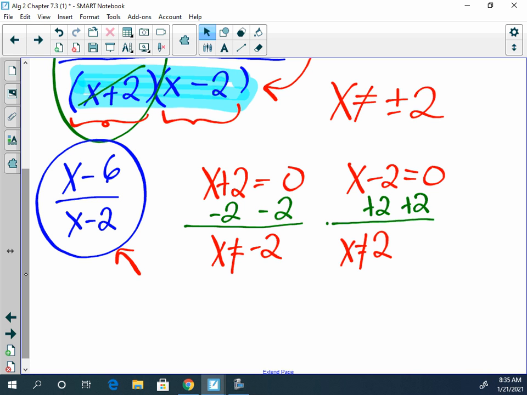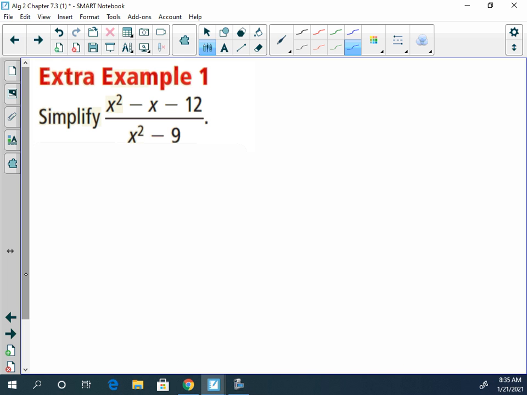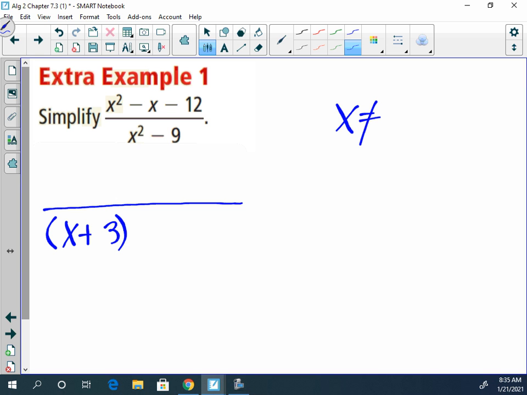All right, let's look at another one. So we're going to factor, and then we can see what x should not be. X squared minus 9 is a difference of perfect squares. Yes? So how would it factor? X plus 3 and x minus 3.